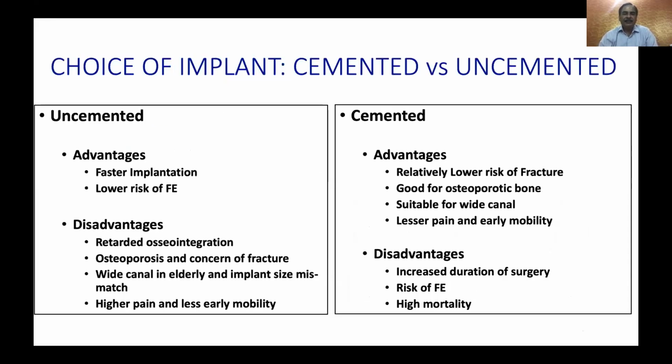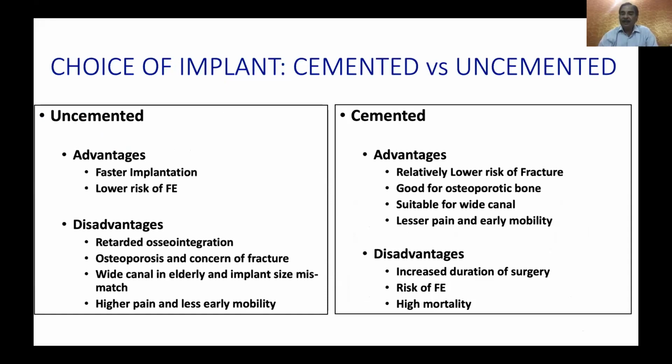The advantages and disadvantages of both. The uncemented can be implanted very fast, and there is less risk of thromboembolism. However, there is reduced osseointegration in osteoporosis, and the risk of fracture is there. The canal may be very wide, and there may be implant size mismatch, and there can be higher pain and less early mobility as per some reports.